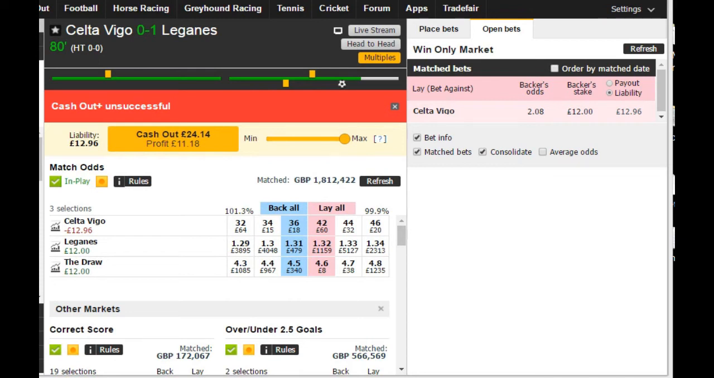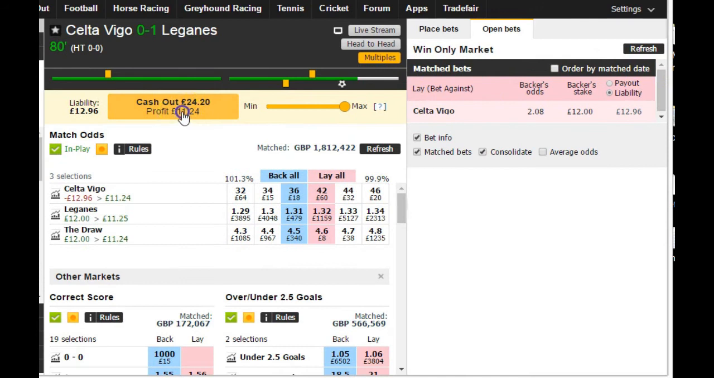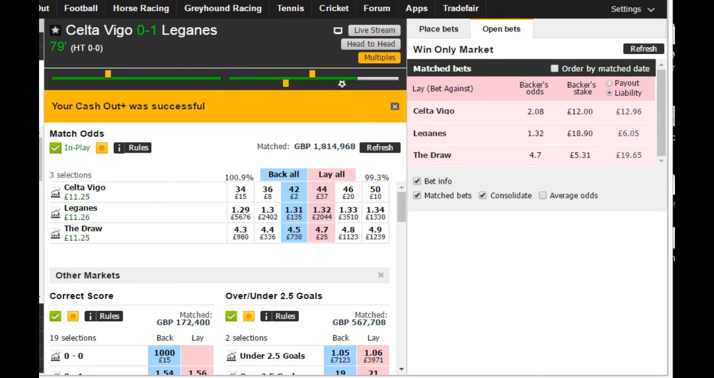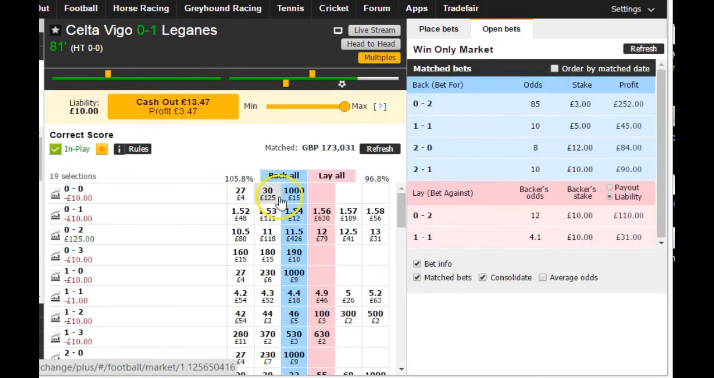So here we are, we're up to 90 minutes. I'm struggling here to a certain extent, but I've got the liability down to £15, and it was around about 45, and I really just wanted a goal now from either side. So I just put an extra £3 on 1-1, should Celta manage to equalise, and that would push me into profit there to around about £15.